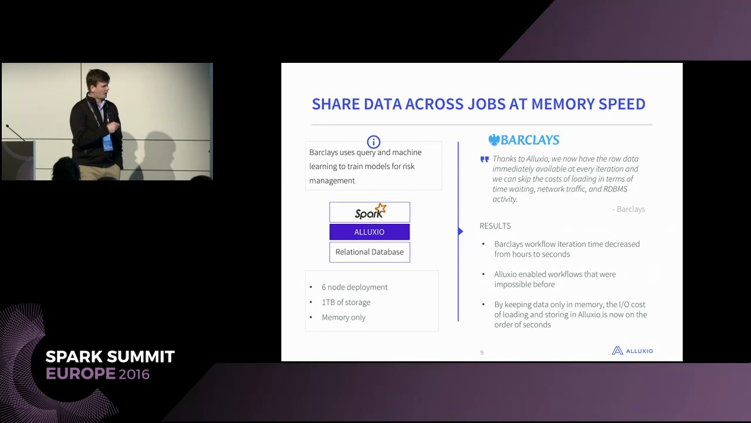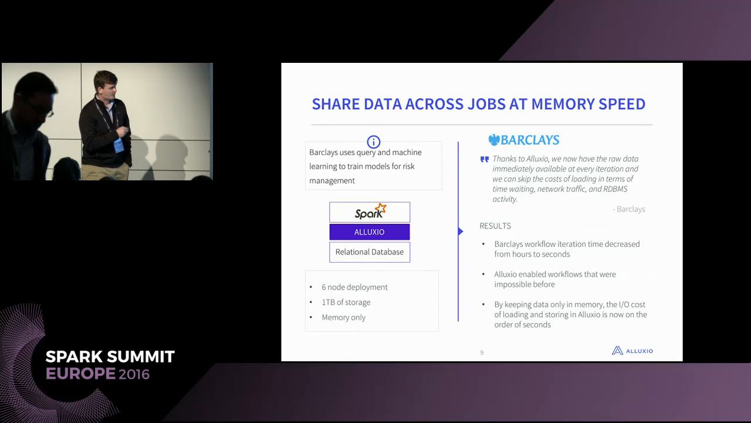Similar to the Baidu case, using Alluxio along with Spark would yield orders of magnitude of performance benefits. The Barclays workflow iteration time decreased from hours to seconds. Again, this was a game changer in terms of how quickly you can iterate and what your typical day at work looks like. This particular engineer, the data scientist, was extremely happy with the new iteration workflow.